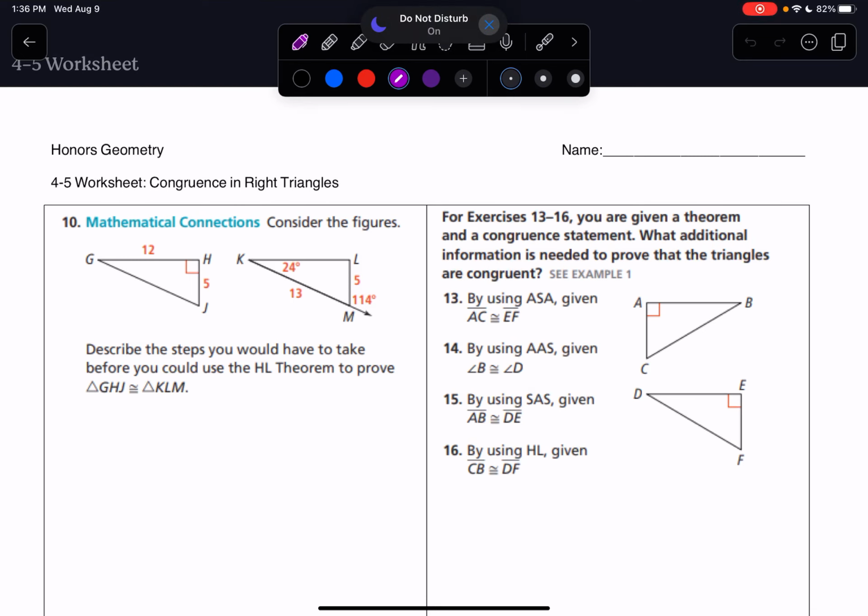Hello everybody, it is time to look at the 4-5 worksheet about congruence in right triangles.